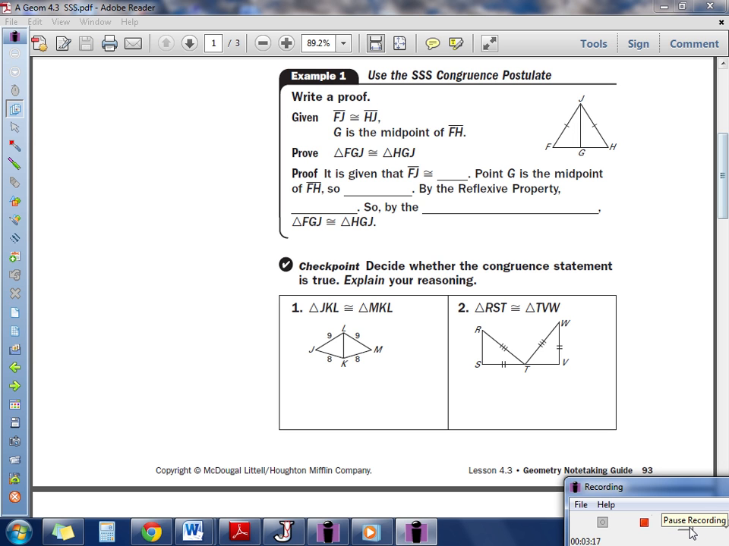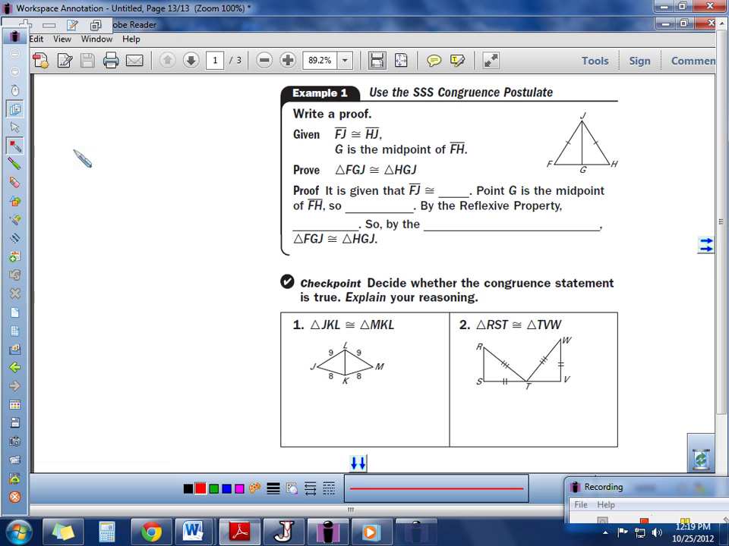All right, example 1. It says write a proof, so we're going to go out to the margin and write it out there. They tried to do kind of a paragraph proof. We're not really going to use that format. We're going to use more of a 2-column format. Whenever we use a 2-column format, it generally is going to look like this. We have our statements on the left, and then we have our reasons on the right. Statements correspond with reasons.